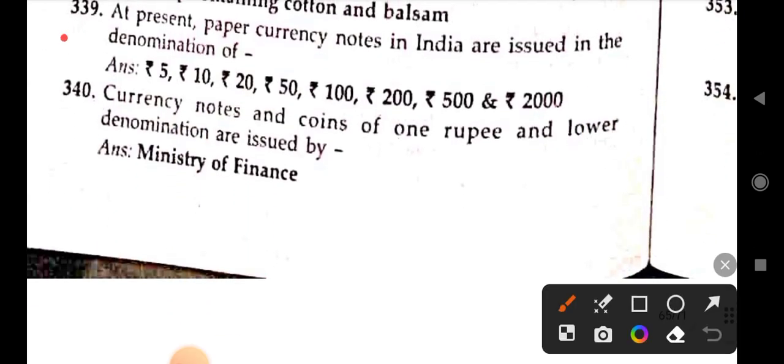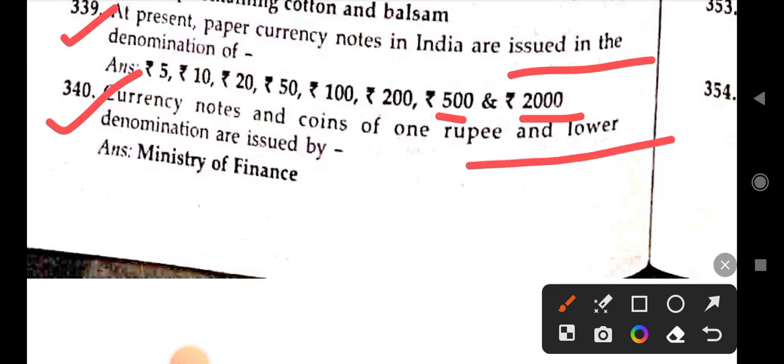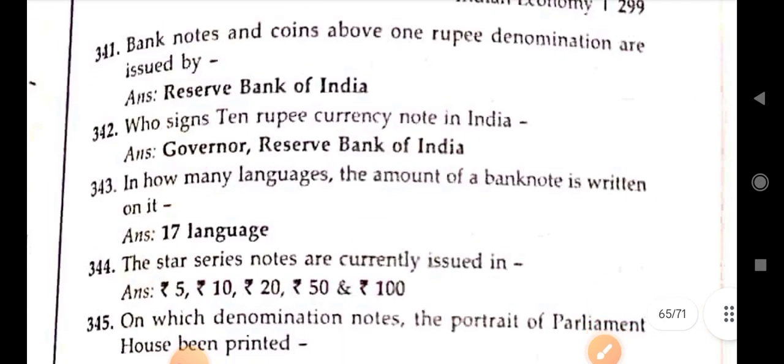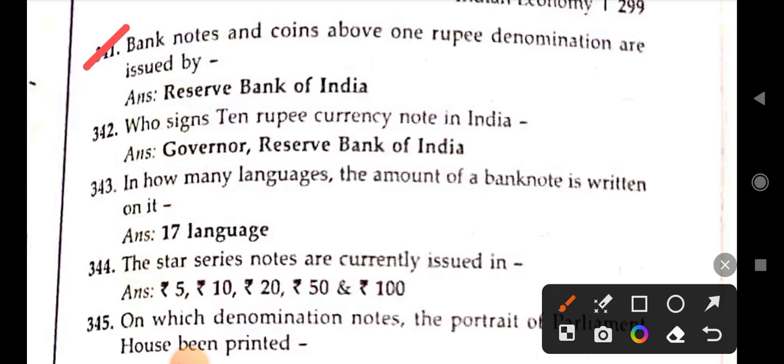Next, at present currency notes in India are issued in the denominations of 5, 10, 20, 50, 100, 200, 500, 2000. Currency notes and coins of 1 rupee and lower denomination are issued by the Ministry of Finance. Next, bank notes and coins above 1 rupee denomination are issued by the Reserve Bank of India. Next, who signs 10 rupee currency notes in India? The Governor, Reserve Bank of India.